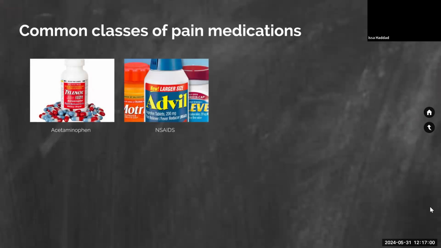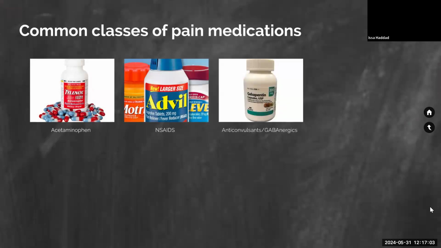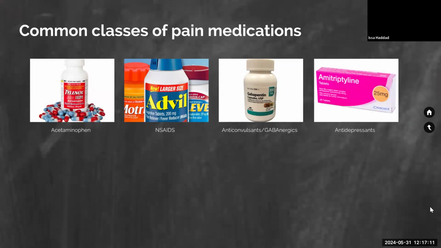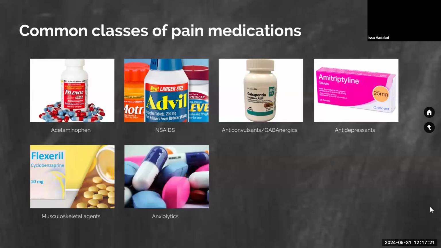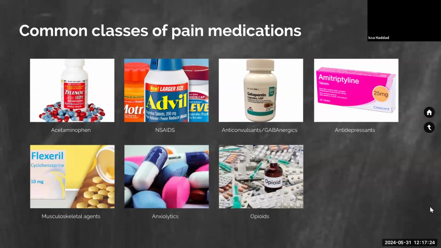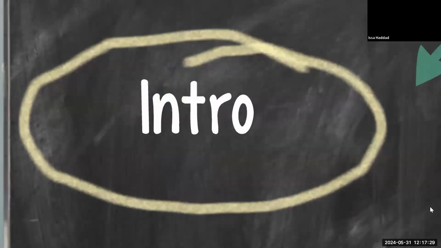Common classes of pain medications. I mean, the ones that I'm going to concentrate on some and touch base on some others. But as we all know, acetaminophen, NSAIDs, anticonvulsants, specifically the GABAergics or gabapentinoids part of them, and some antidepressants are used as pain medications. Most known is amitriptyline. Muscle relaxants also are one of them. Sometimes anxiolytics have been used as pain medication, but not as much. And eventually opioids. I think I'm done with the introduction.